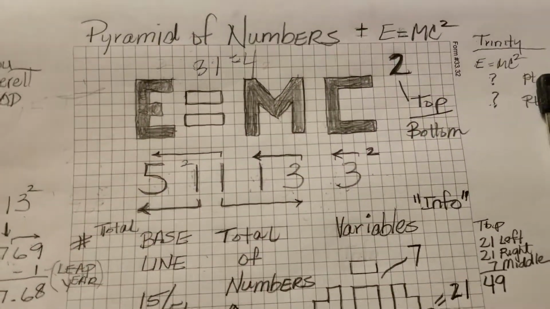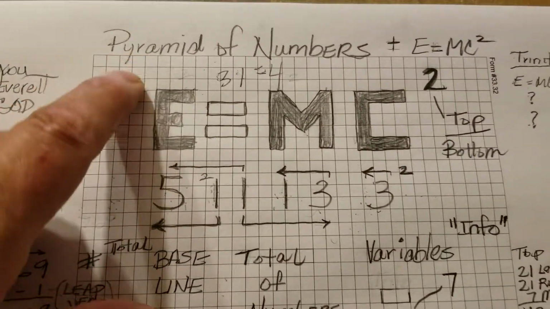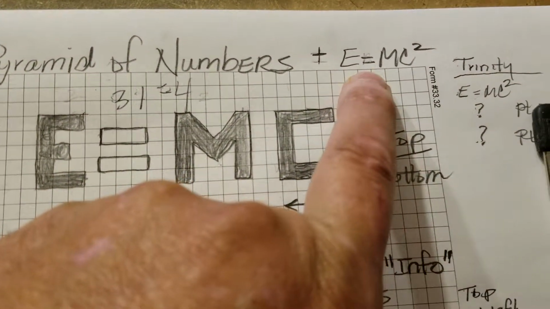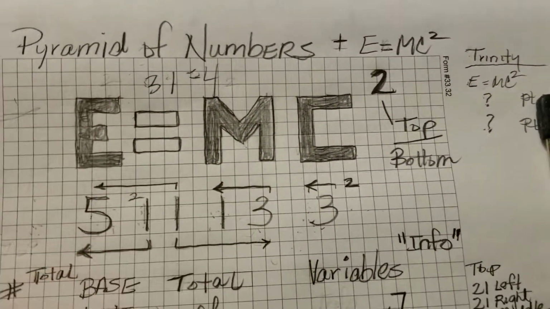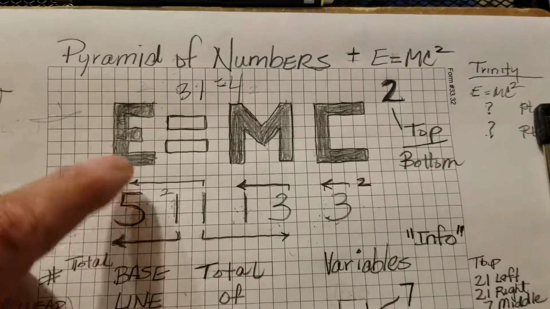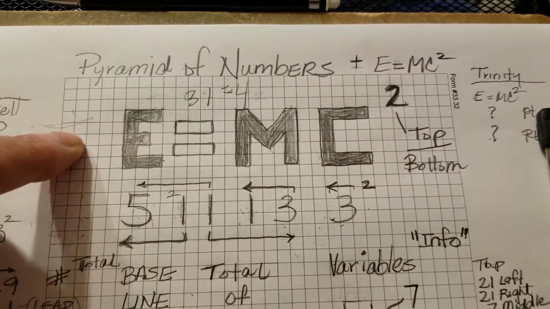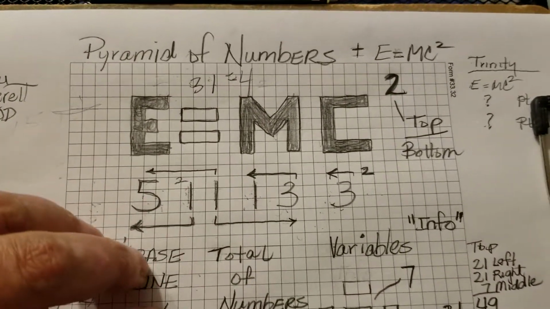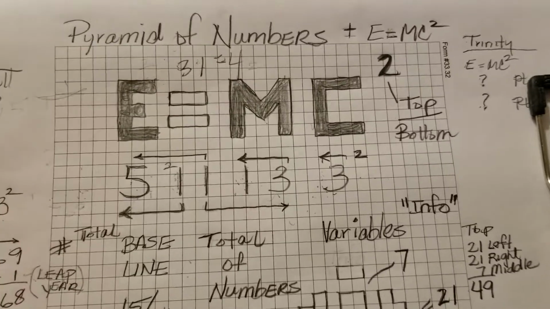Hello, this is Everett Pierce, and this is part 5 of Pyramid of Numbers of my E equals MC square. We're going to focus on what is kind of like a continuation of a summary. What I've taught in parts 1, 2, and 3 is just basic information.